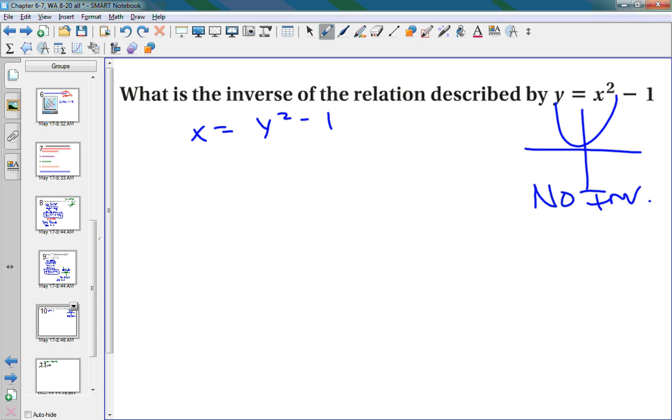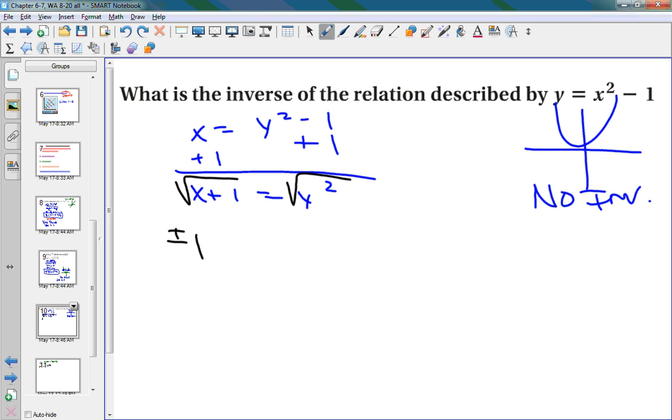The squared carries over with the y. Now I need to solve this for y, so what do I do? Add 1. x plus 1 is equal to y squared. Now square root that.